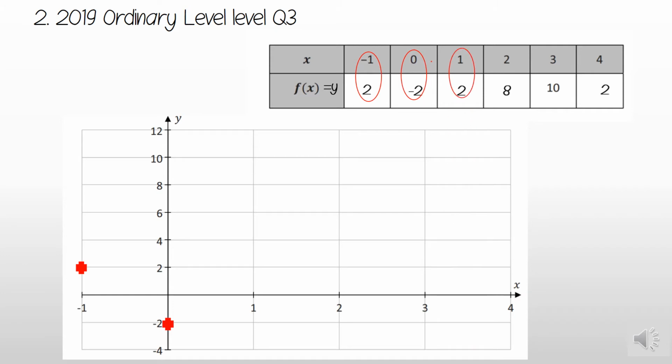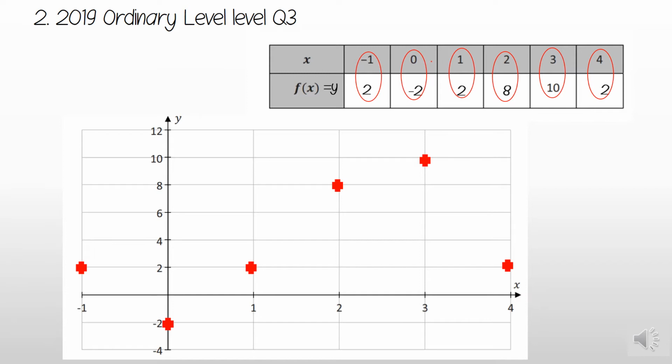And then the next point is 1, 2. So it's there. The next point is 2, 8. It's there. The next point is 3, 10. It's there. And then the last point is 4, 2. It's there. So now the final step is to join them up.